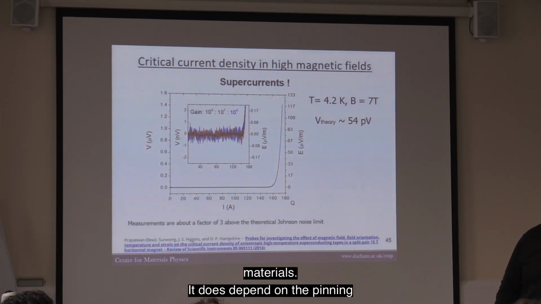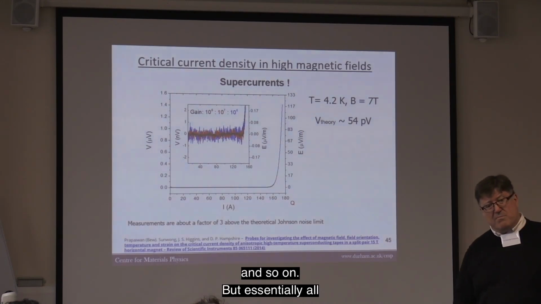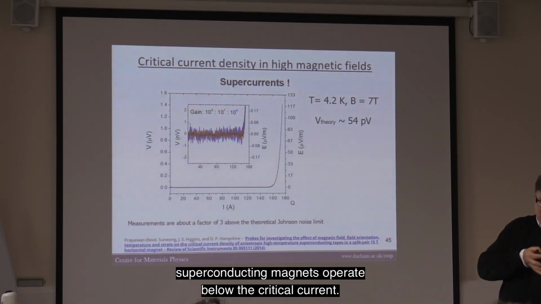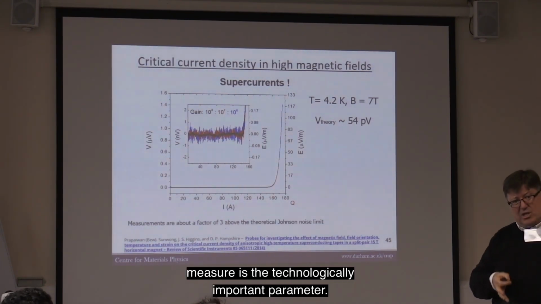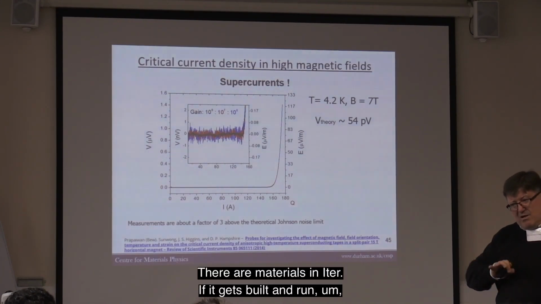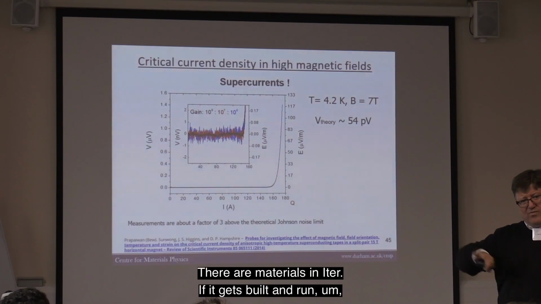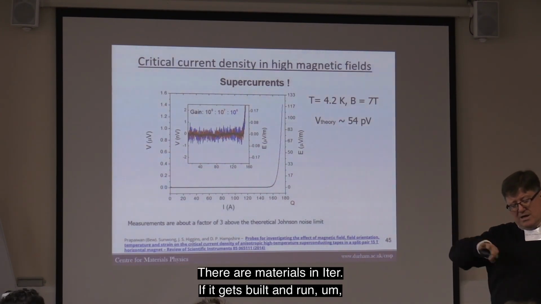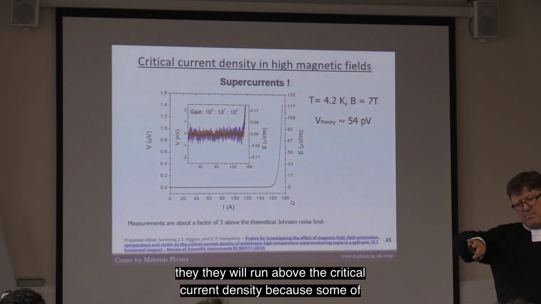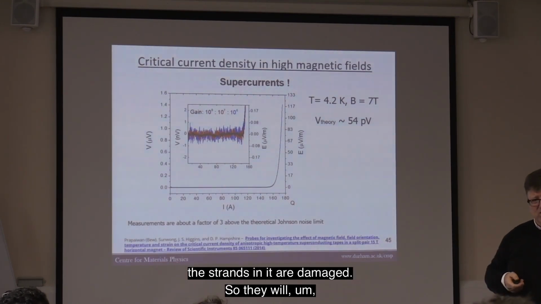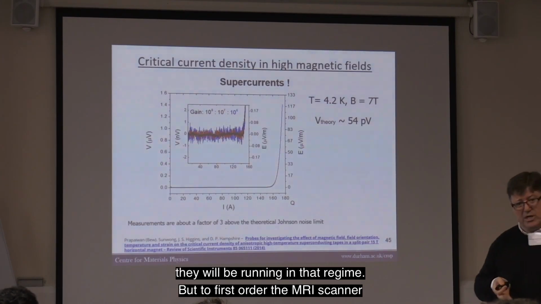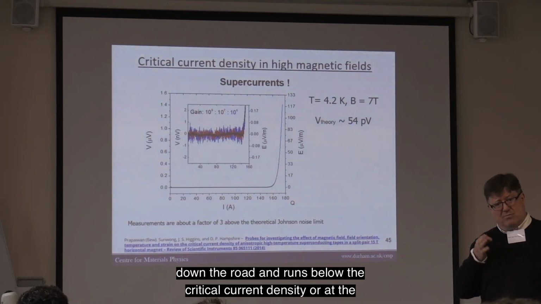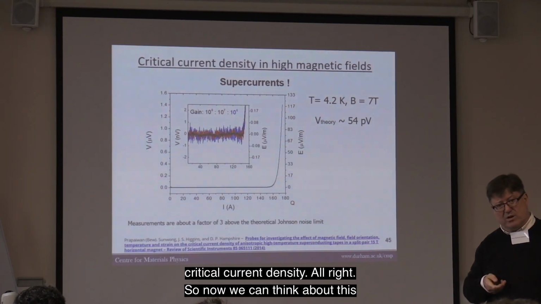It's different for different materials. It does depend on the pinning and so on. But essentially all superconducting magnets operate below the critical current. The critical current, that you're going to measure, is the technologically important parameter. There are materials in ITER, if it gets built and run, that will run above the critical current density because some of the strands in ITER are damaged. So they will be running in that regime. But to first order, the MRI scanner down the road runs below the critical current density or at the critical current density.